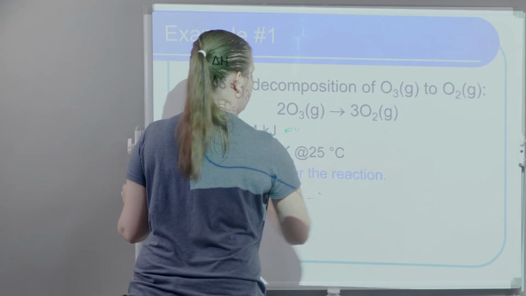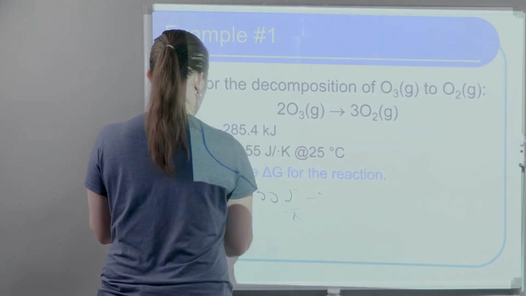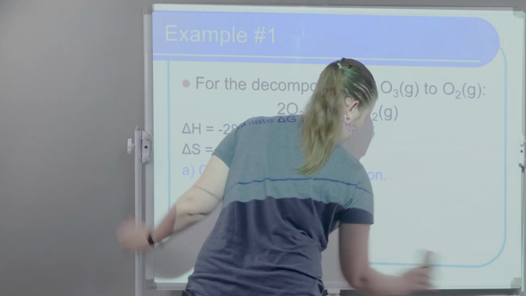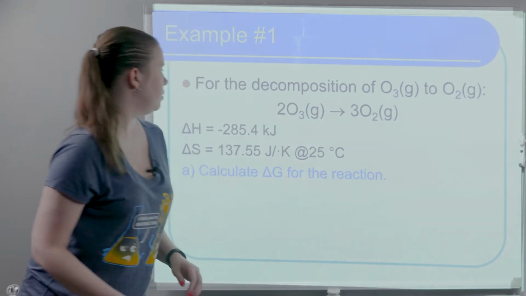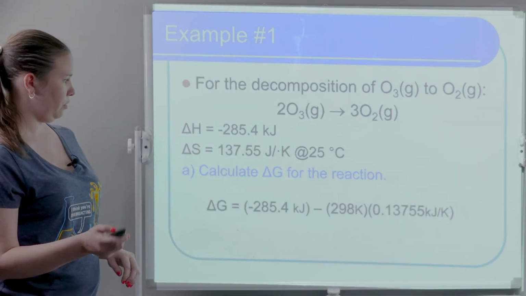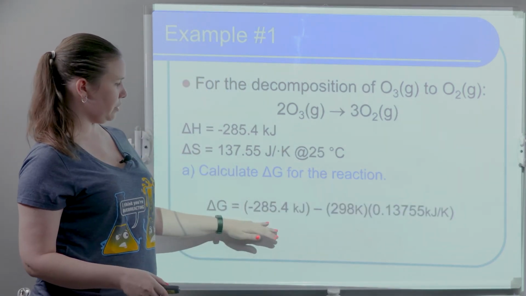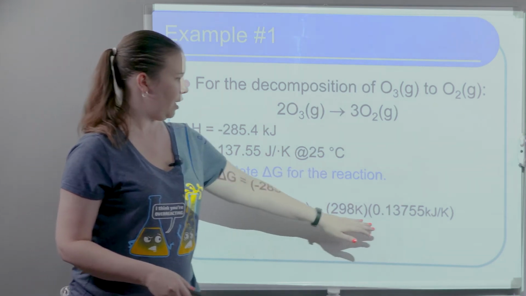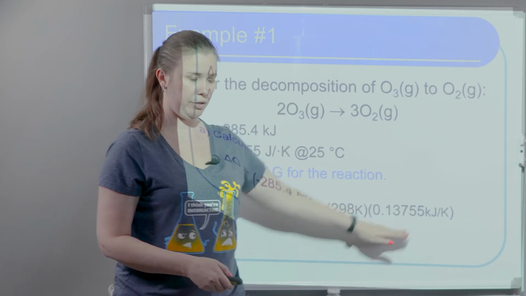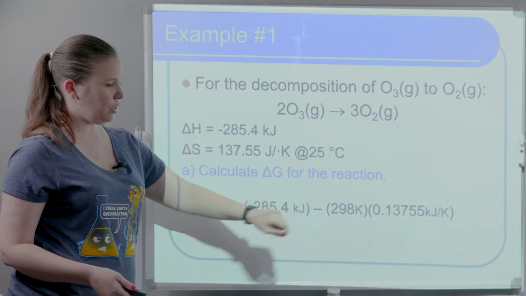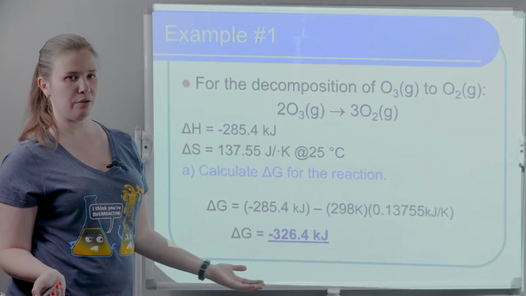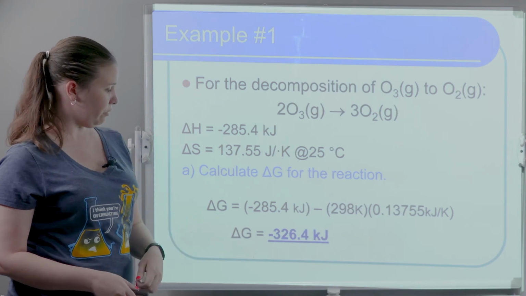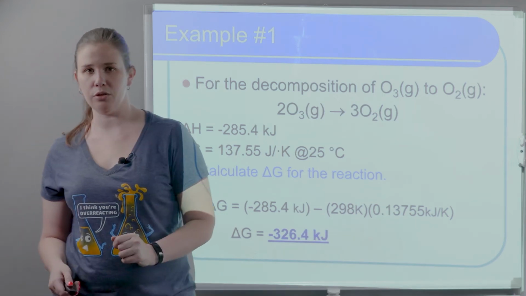So let's see what that looks like. There we go. So we got our kilojoules we plugged in for delta H, the Kelvin temperature here, and then kilojoules for our entropy. Now we want to just be real careful of our order of operations, solve for delta G, and we get a negative 326.4 kilojoules.